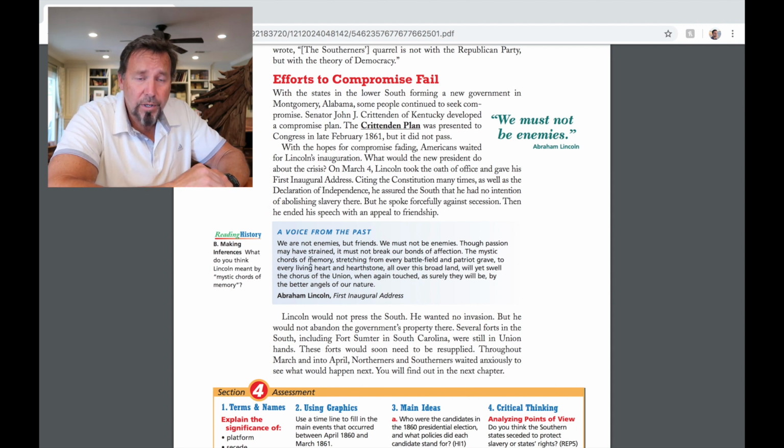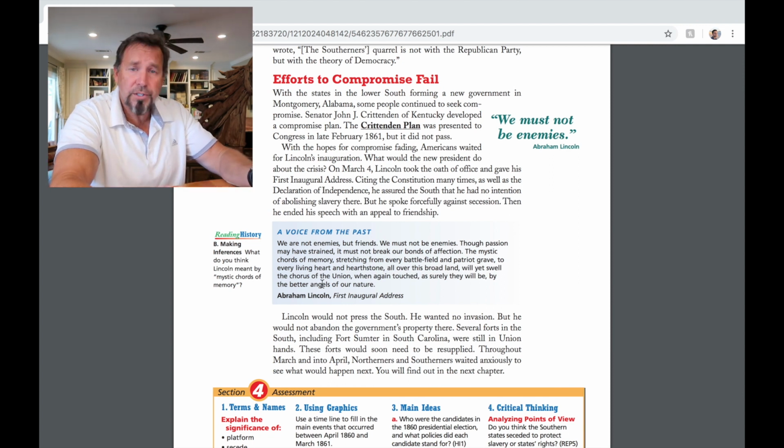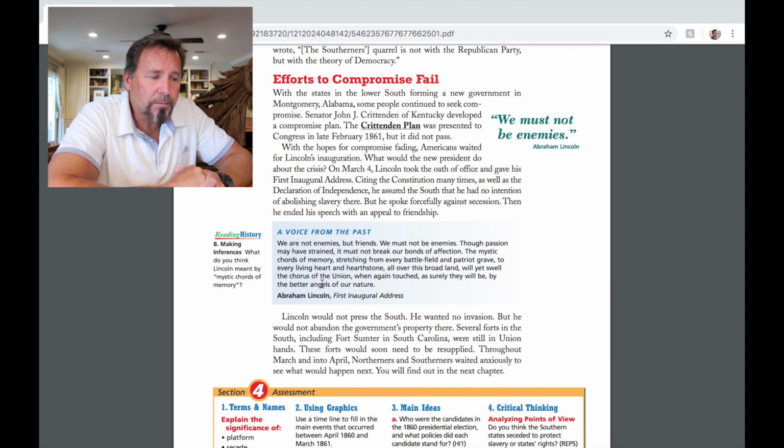It says, "We are not enemies but friends. We must not be enemies. Though passion may have strained, it must not break our bonds of affection." So this is after the southern states have formed a new country, they've written a constitution, they've elected a Confederate States president, Jefferson Davis, and yet you still have Lincoln trying to say, hey guys, we are not enemies, we're Americans, we're all together on this, we should not be breaking up, we can solve this without breaking up into two countries.